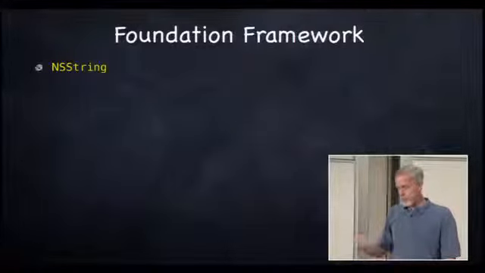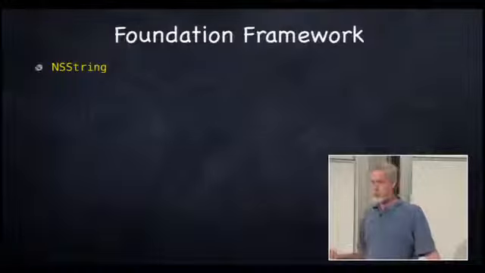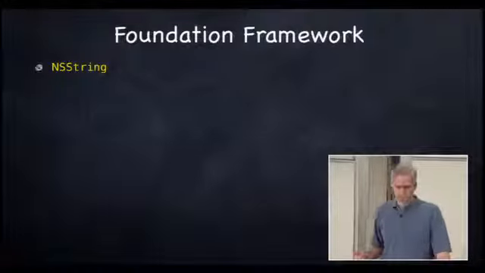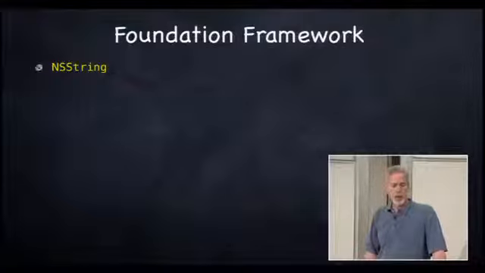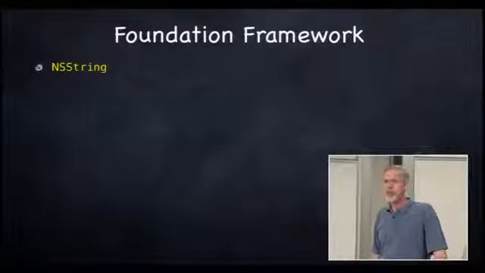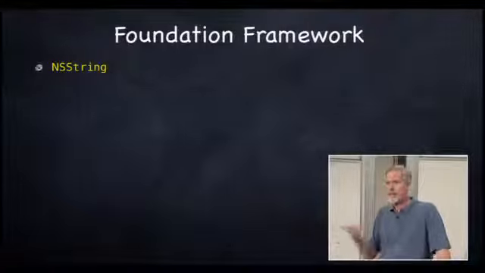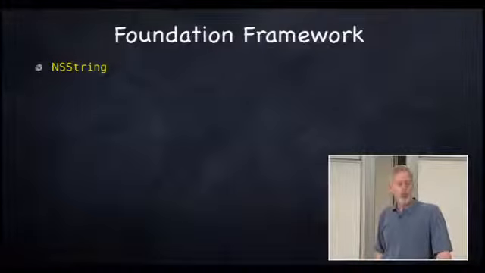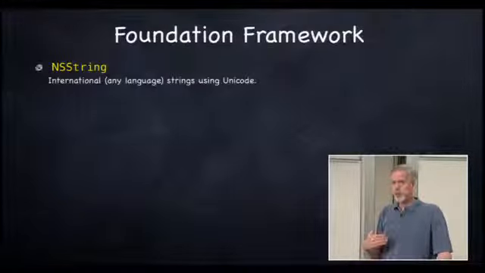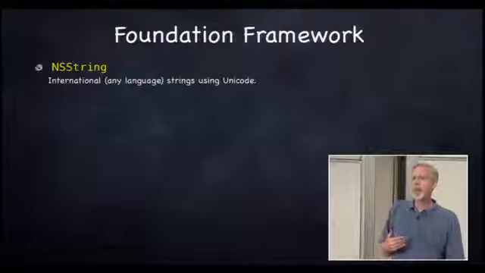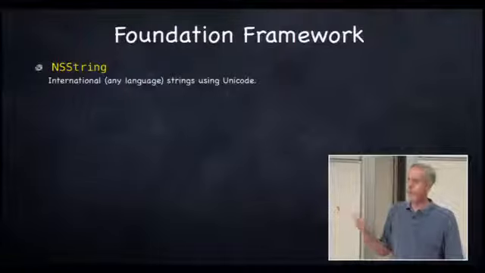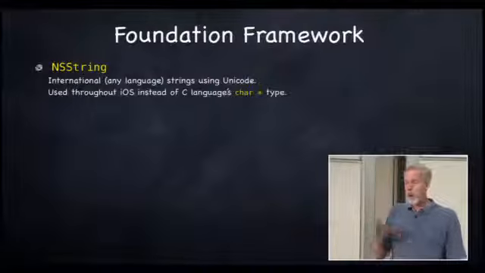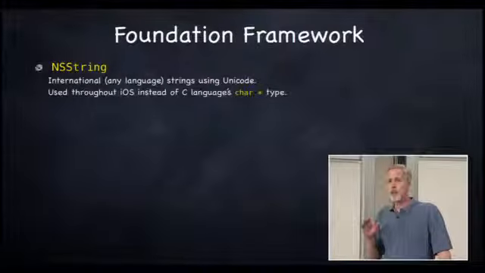NSString, probably the next most important object in Foundation, just because there's a lot of strings going on in applications, in the user interface and as IDs and other things inside of your application. They're international strings based on Unicode, okay, so they can represent any string in any language in the world, basically. They're used throughout iOS instead of char star. There's no iOS API that uses char star. They all use NSStrings.